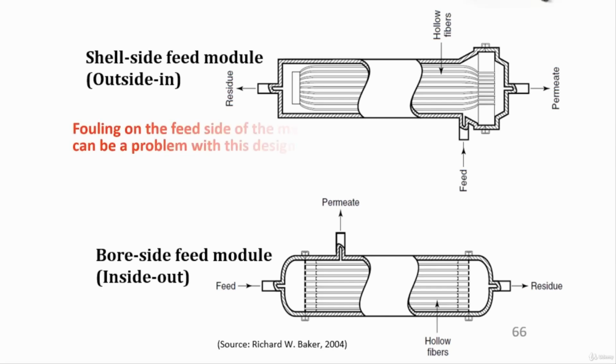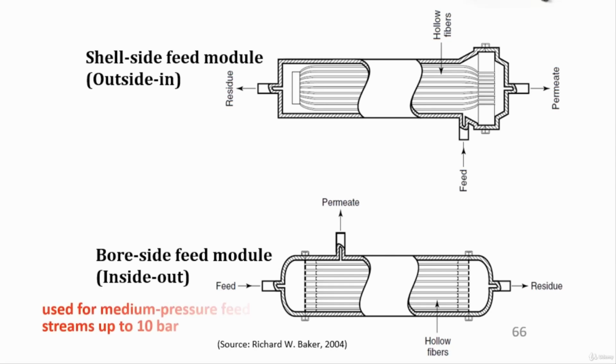Fouling on the feed side of the membrane can be a problem with this design, and pretreatment of the feed stream to remove particulates is required. Bore-side feed modules are generally used for medium pressure feed streams up to 10 bar, for which good flow control is needed to minimize fouling and concentration polarization on the feed side of the membrane.